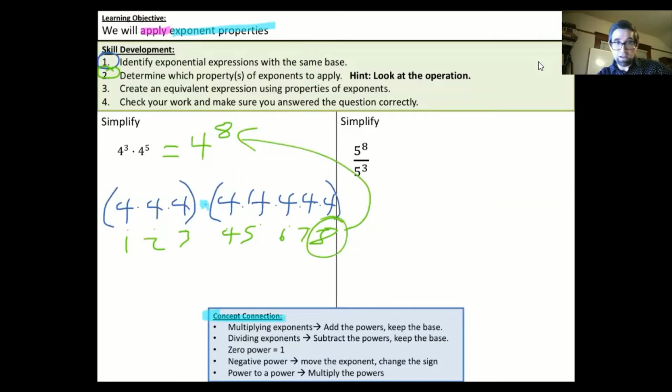Okay, so like I said, everything down below is just extra work. Really, we just need to remember the property is add the powers. Now, let's look at the second example.